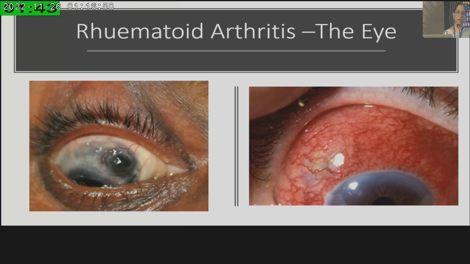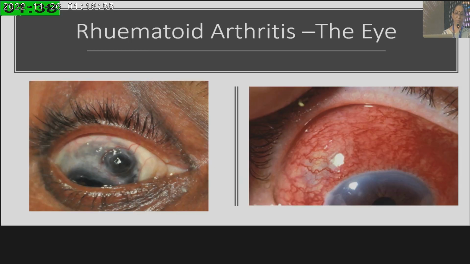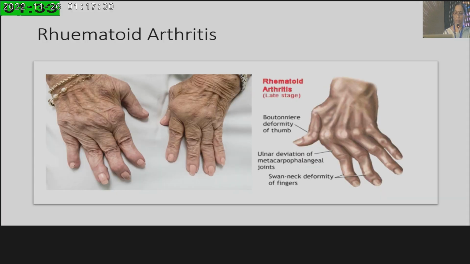Now coming to scleritis, the most common systemic association for scleritis is rheumatoid arthritis. It is a painful, deforming arthritis which primarily affects the wrist and the hands. So in advanced stages, you can see these changes, including the ulnar deviation of the metacarpophalangeal joints. What is called a swan neck deformity, where you get a depression of the proximal interphalangeal joint and an elevation of the distal interphalangeal joint, resembling a swan's neck.